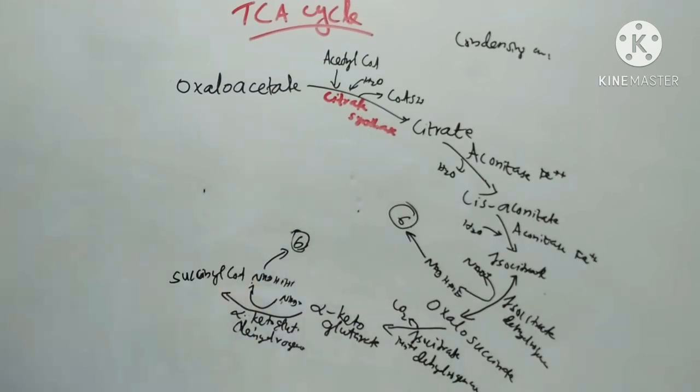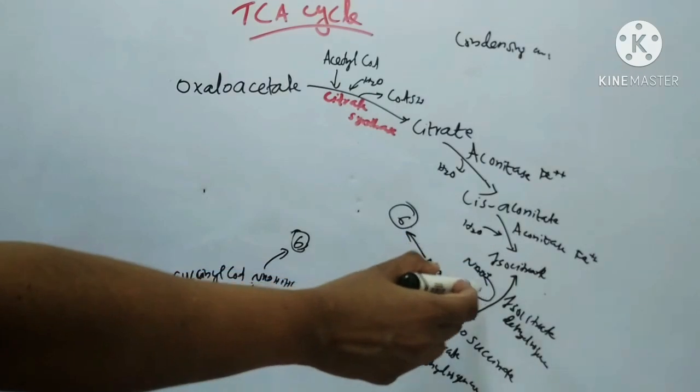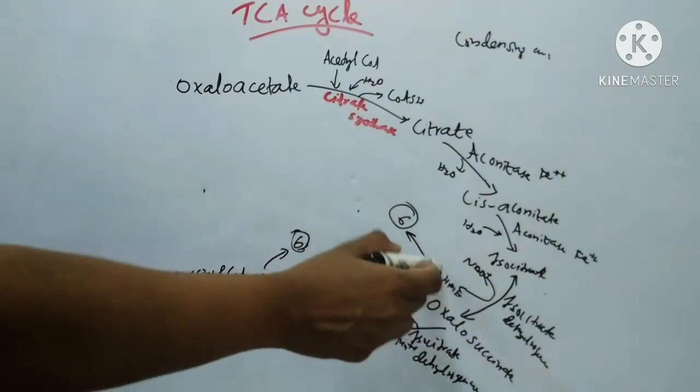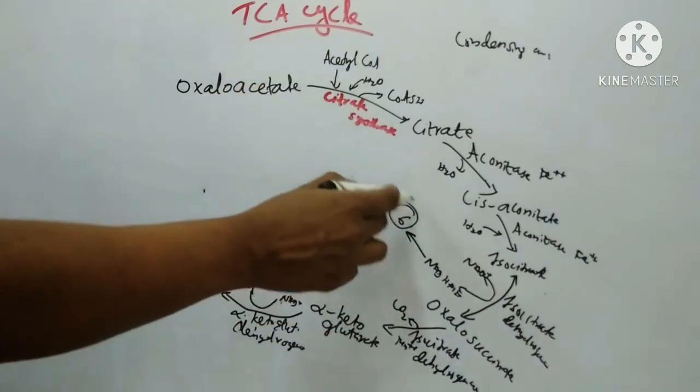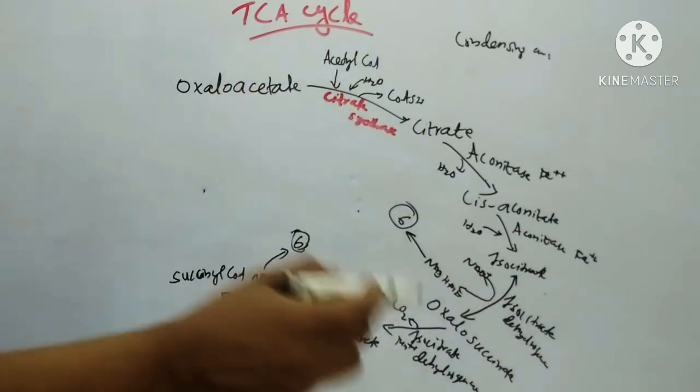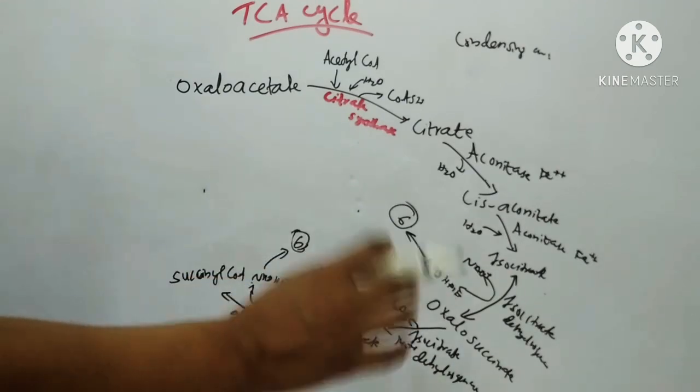So this enzyme catalyzes two reactions. From isocitrate it is converted to oxalosuccinate. Here NAD is used. From NADH it enters into the respiratory chain and gives 6 ATP molecules. Then oxalosuccinate is decarboxylated to form alpha ketoglutarate by the same enzyme.